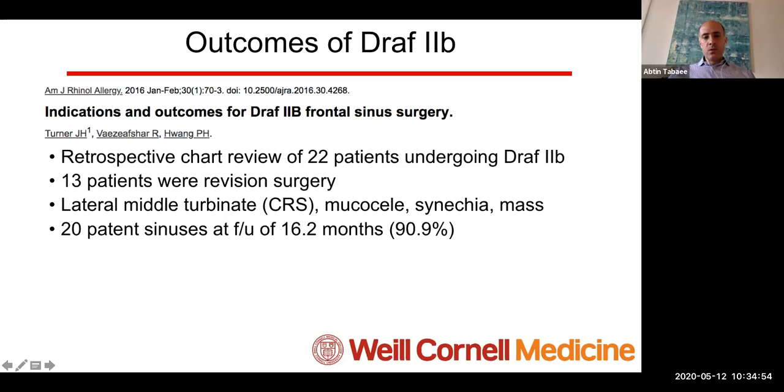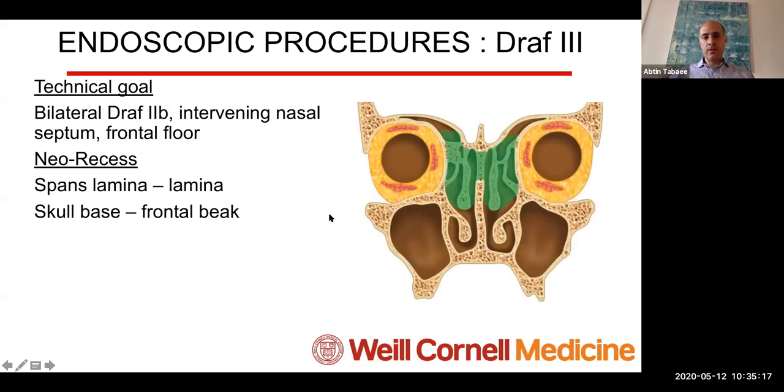It's important to note these weren't 22 healthy, normal, mild sinus patients. These were patients who were undergoing typically either revision surgery or complex pathology. And so the cohort here is much more likely to fail than the traditional 90% patency that you would see with a 2A. And so if you can get a 90% success rate on a 2B with a very difficult cohort, I think that speaks to the benefit of the surgery.